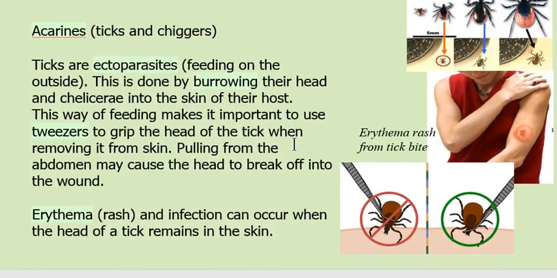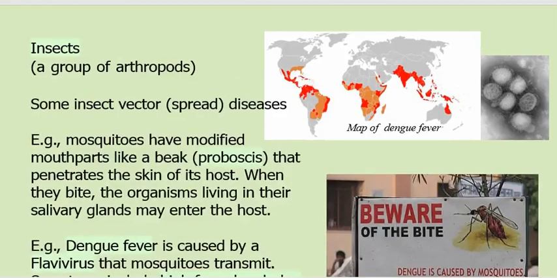Acarians, not my favorite group. Ectoparasites, so they feed on the outside of our body because they burrow their head and their chelicerae. So if you're taking a tick out of your dog or out of yourself, get the head and the chelicerae. Otherwise, you can get erythema because you'll get a fever. The head will stay in there. If you go tugging on the abdomen, sometimes the head and chelicerae will stay in the wound, and then you have problems. So get the tweezers in there.